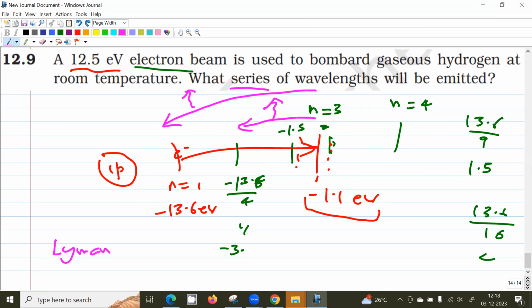See, this is one jump, and the third jump is from here to here. This electron here can make two successive jumps: one from 3 to 2, and the second from 2 to 1. Or another possibility is it can jump directly from 3 to 1. Is there any other possibility? Only three possibilities. So three frequencies or three wavelengths are possible.